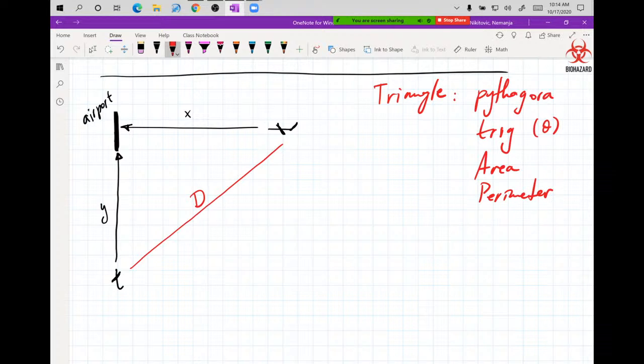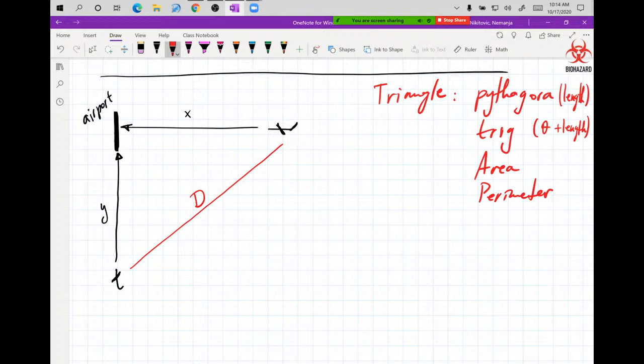So these are your formulas that are available to you for a triangle. Perimeter to go around, right? Area, the size of the triangle. Trigonometry will be lengths plus angles, maybe I should say theta plus length, and Pythagoras is only length.